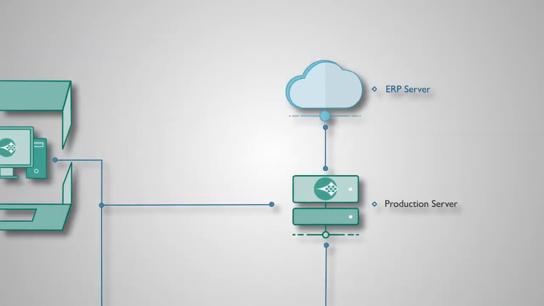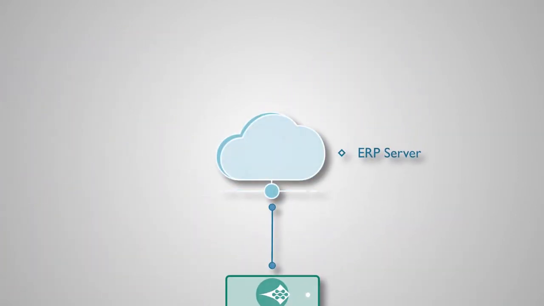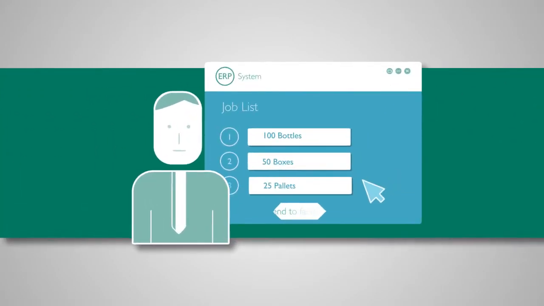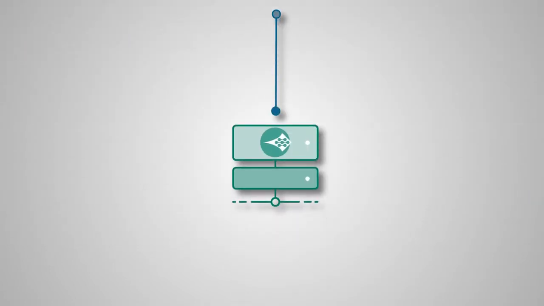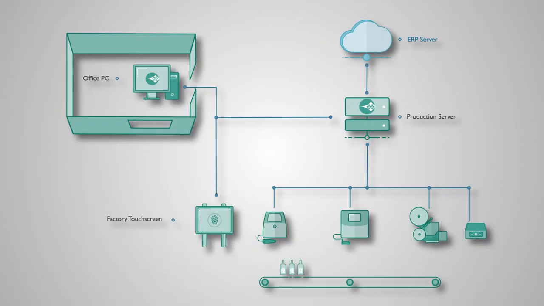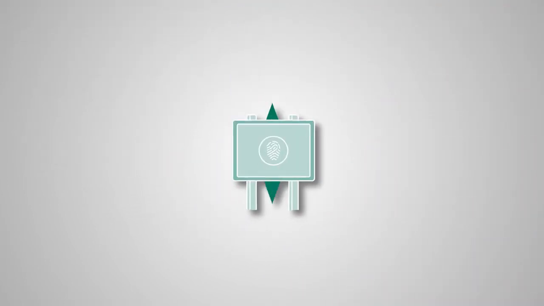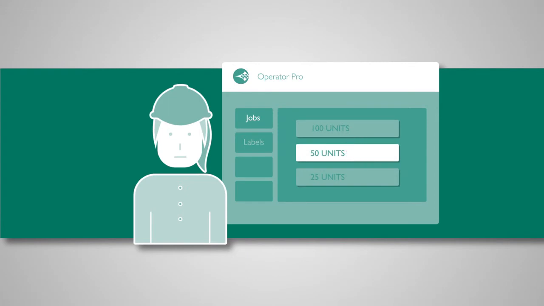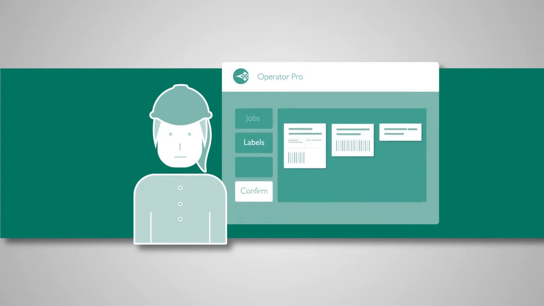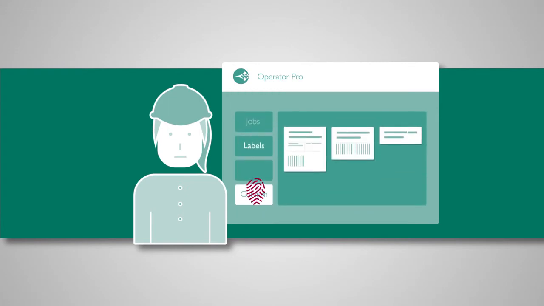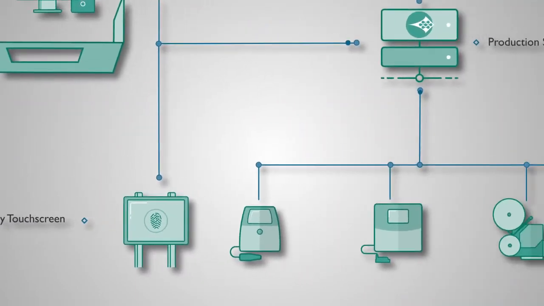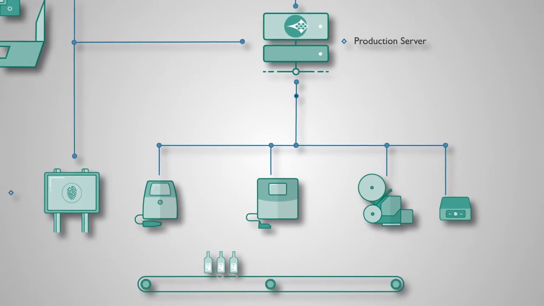Here's how Think Integration can work for you. Your office team create orders in your ERP system. When they release the orders, the details are sent to Quick Design on the server, ready for use. Your operator on the factory floor, using the touchscreen terminal, can retrieve the job from the server. The operator checks the labels for accuracy and hits confirm. Once the job is confirmed, the server sends the data to each printer on the production line.